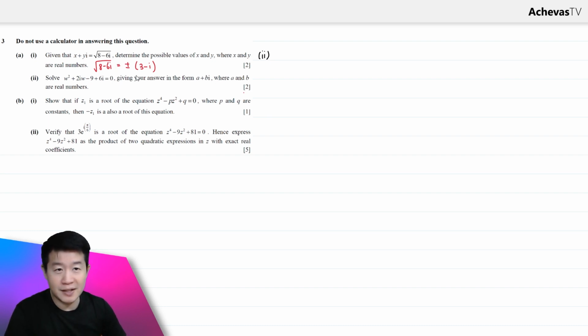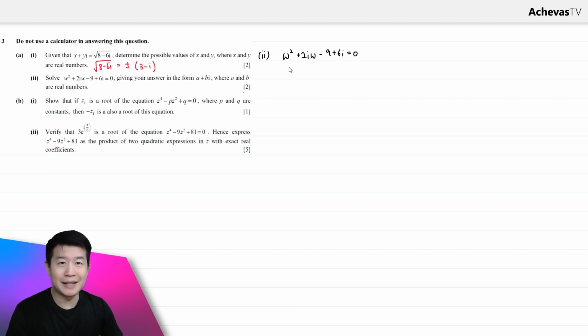So now we have this as the result, although the question didn't say, but we will probably be making use of this result. We have w squared plus 2iw minus 9 plus 6i equal to 0. According to the question, we are supposed to solve for w. This is a quadratic equation. We can either go for completing the square, or I can simply apply the quadratic formula to solve for w.